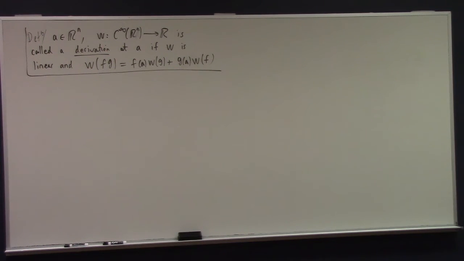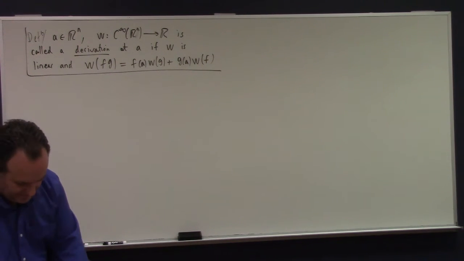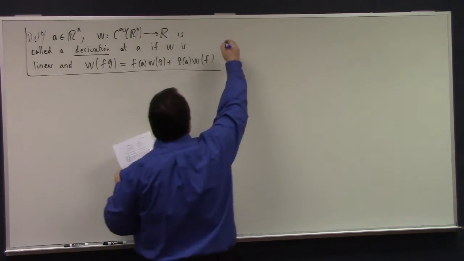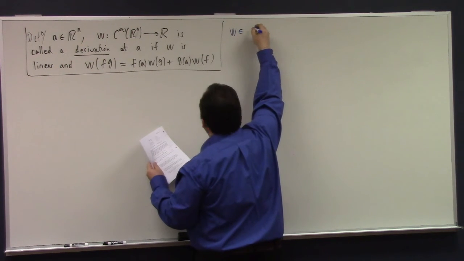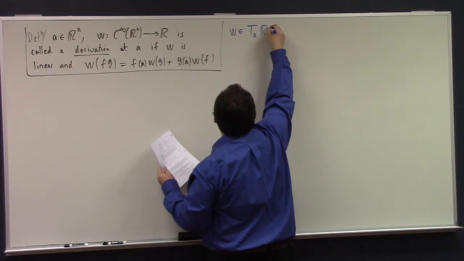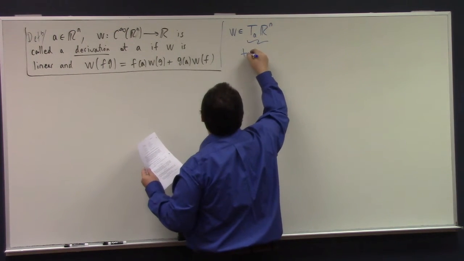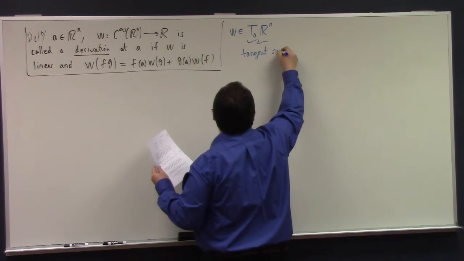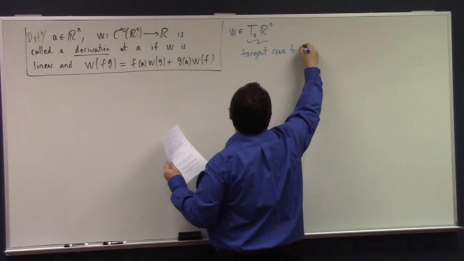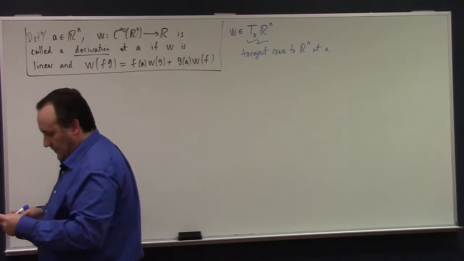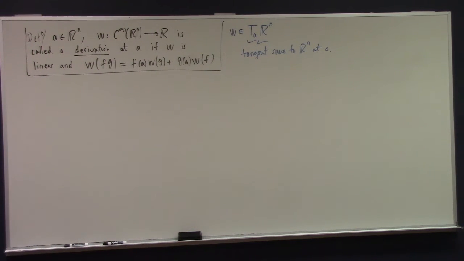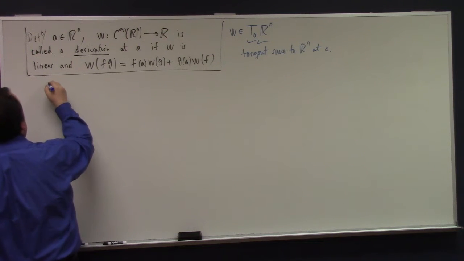So that's the derivation, and the notation for this is just that W is an element of T_a R^n. This right here is the tangent space, the tangent space to R^n at a. And he says, okay, so clearly it's a vector space under the operations. What operations? How is this a vector space? Why is it a vector space?